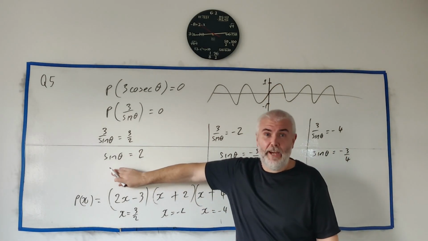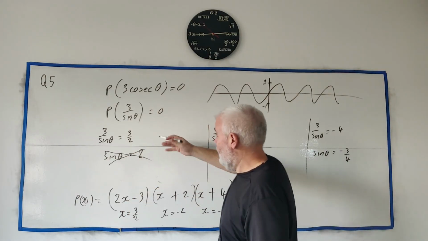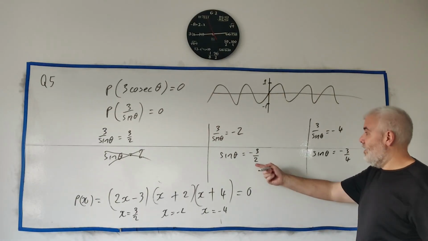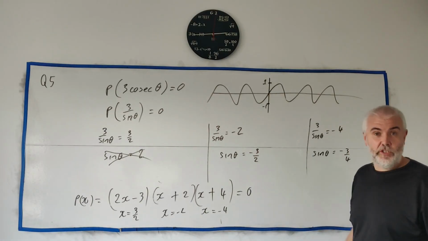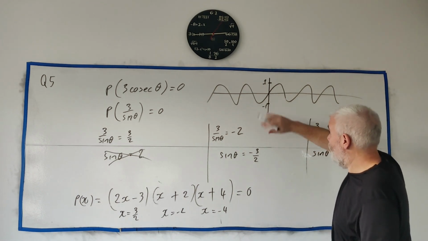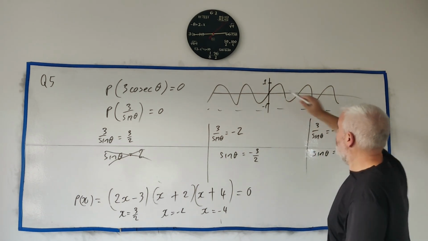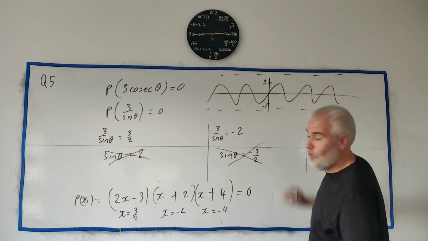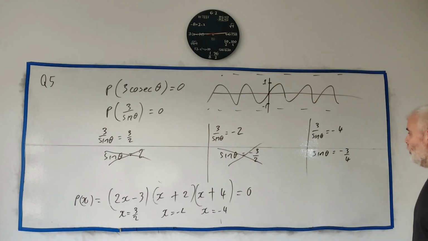This should have jumped right out at you as being impossible. There's no answer at this part of it. But that's okay, we have other options. When is sine equal to minus 3 over 2? That's minus 1.5. It's all the way down here. That's never, it never hits up here. This is also an impossible answer. We're only left with this one here.